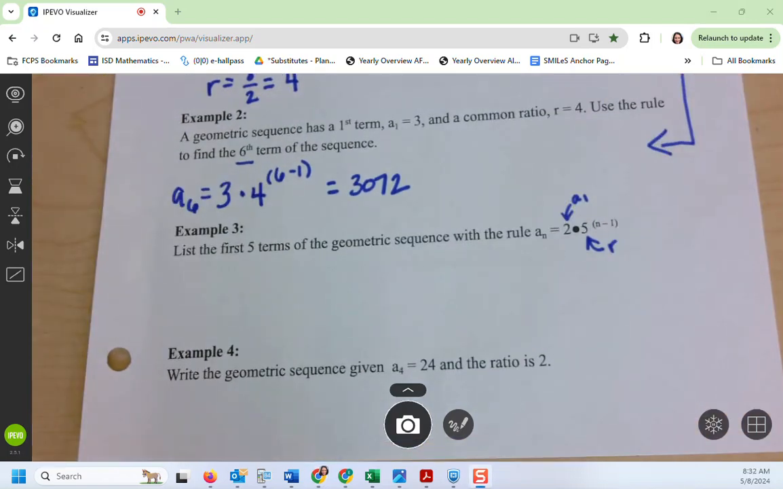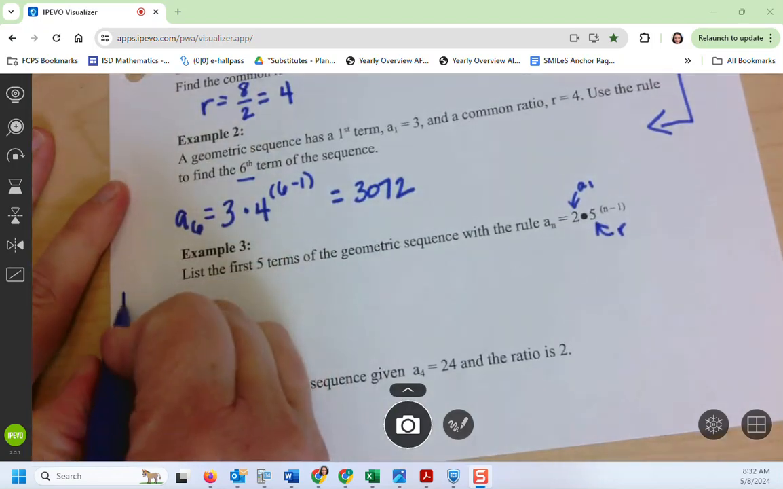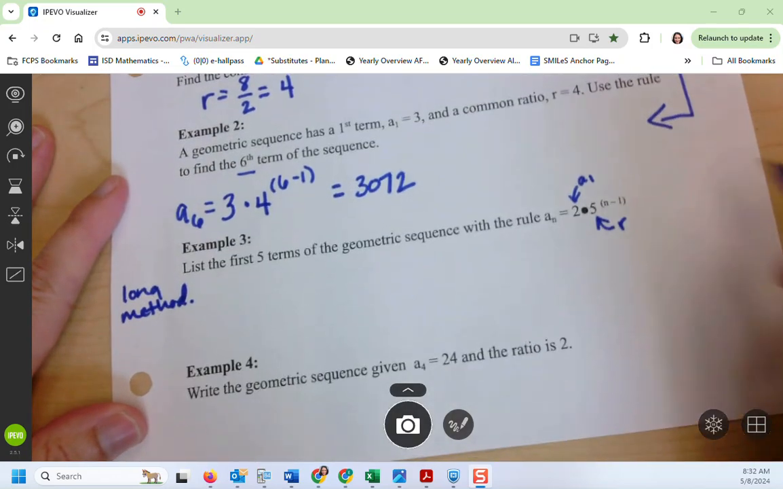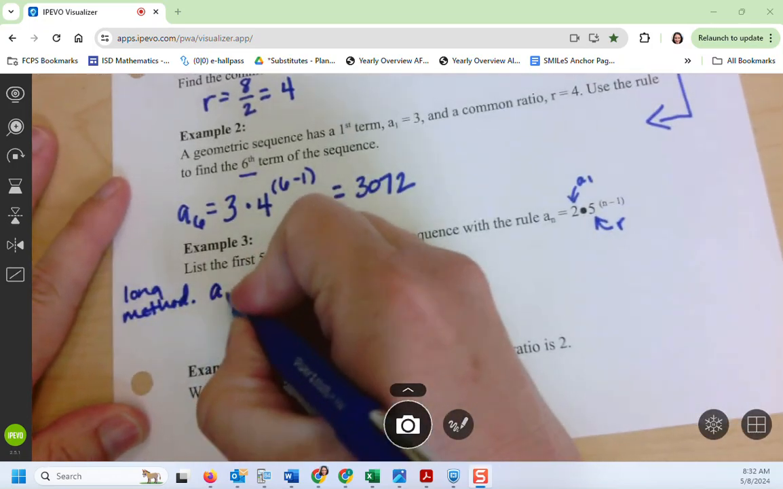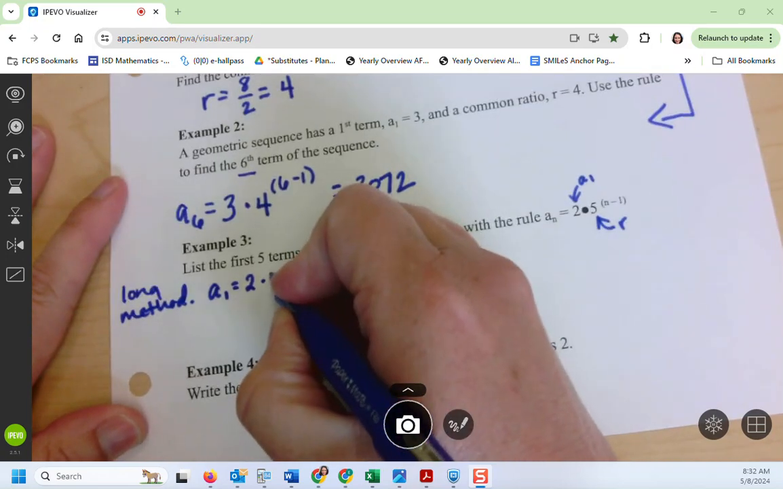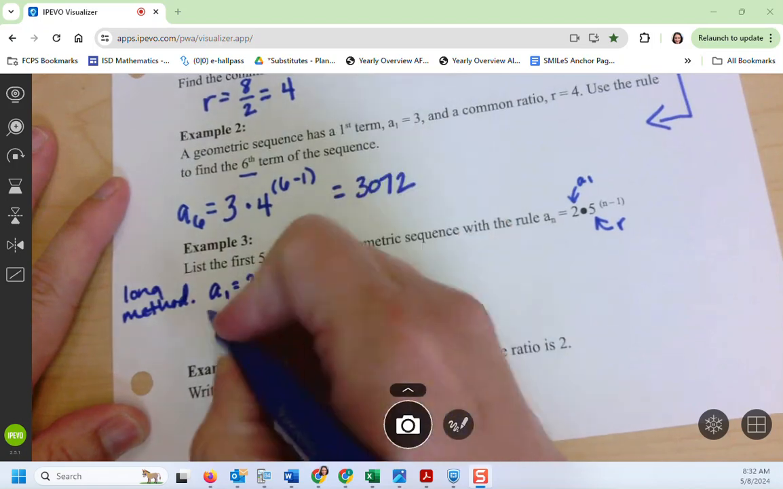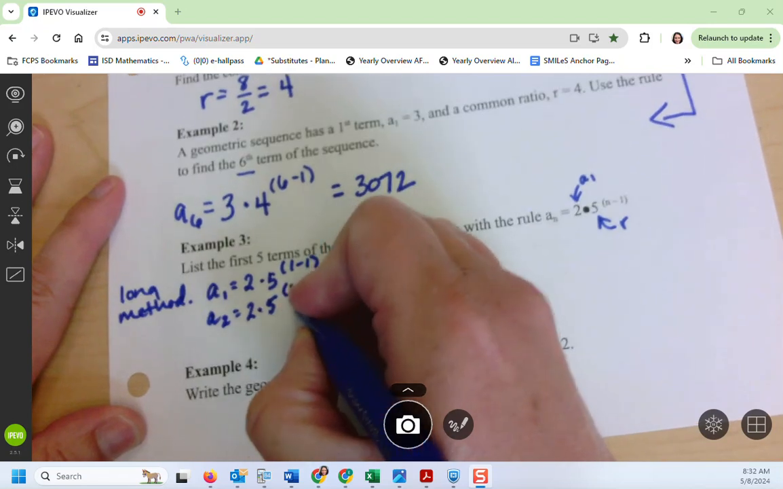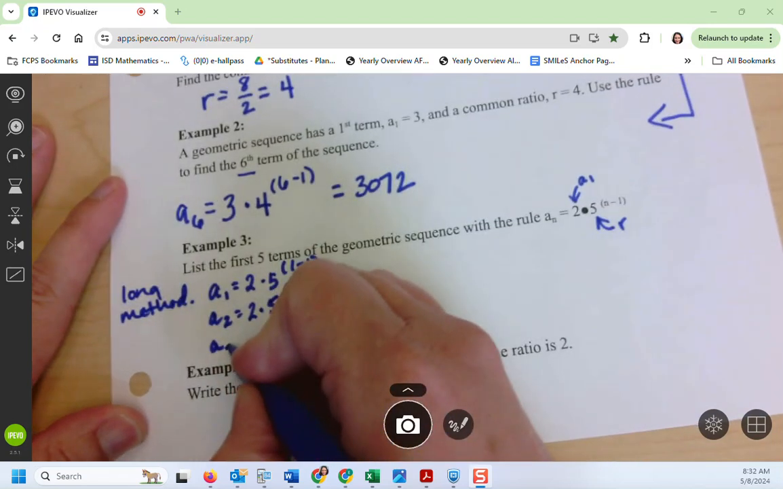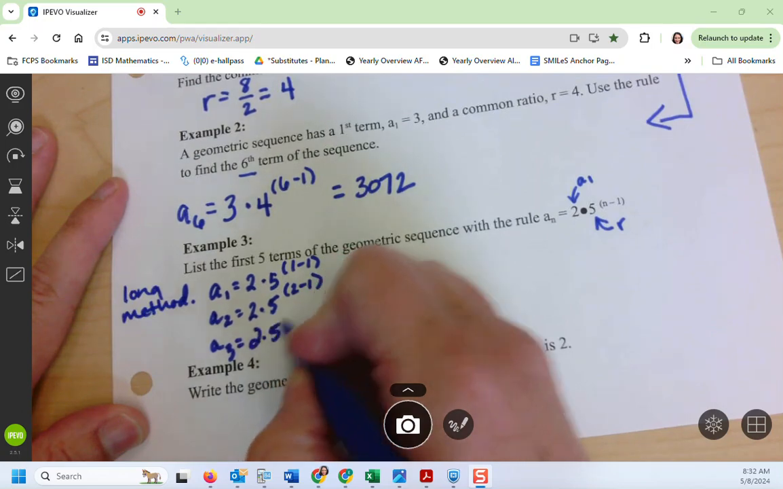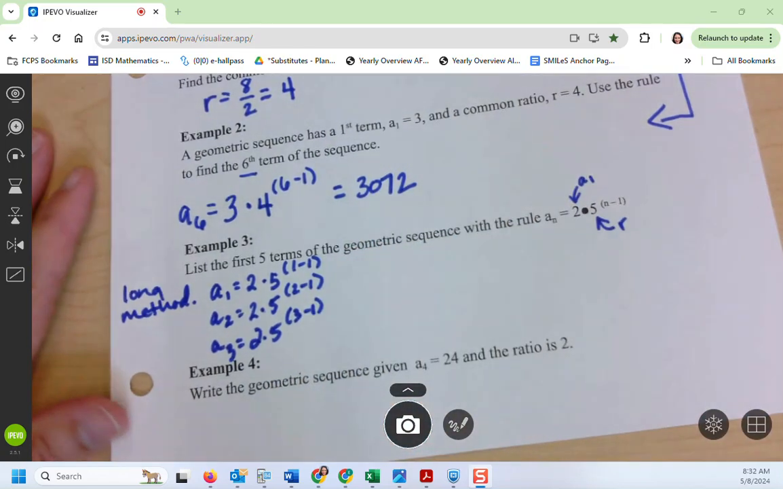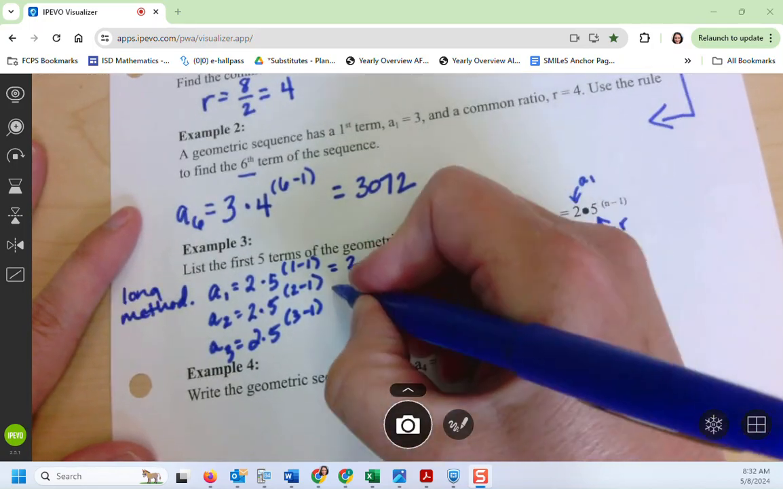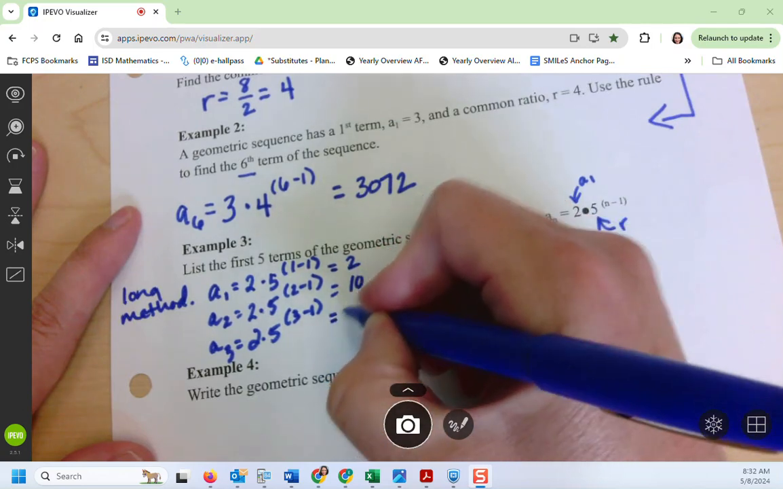All right, 2 methods. The long method was to find each value. So you put in 1, so you would say A sub 1 is 2 times 5 to the 1 minus 1. And A sub 2 is 2 times 5 to the 2 minus 1. And A sub 3 is 2 times 5 to the 3 minus 1. And you get the idea, right? You would do that for 4 and for 5, and you would get your values. This one would give you 2. This one would give you 10. This one would give you 50, right?